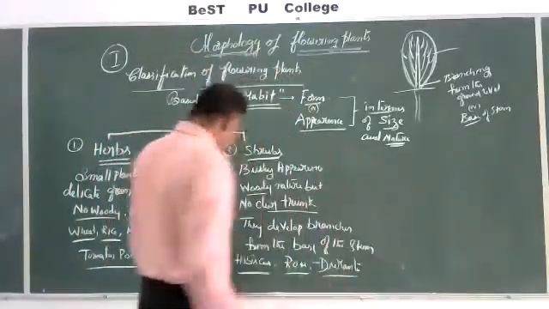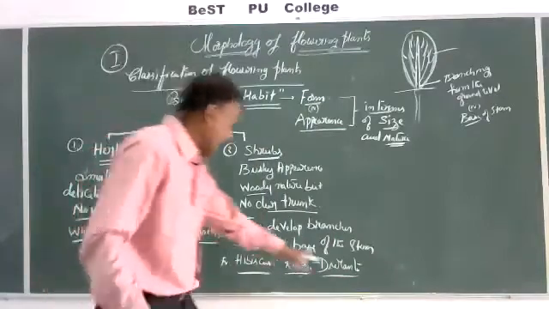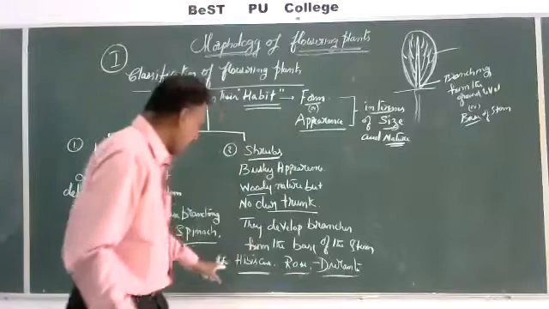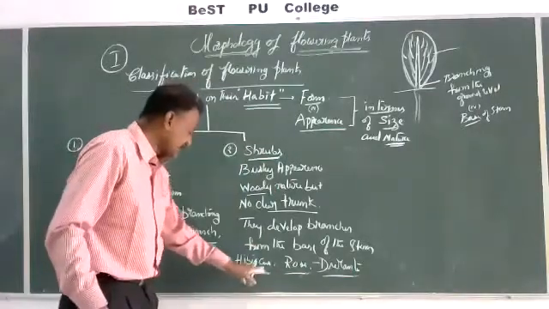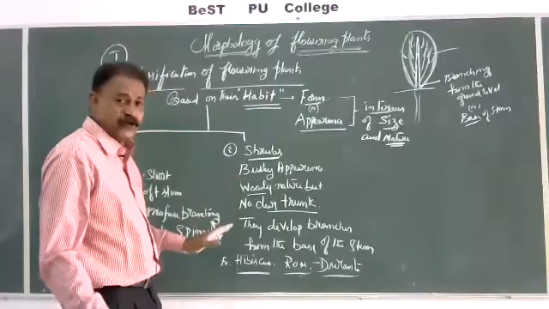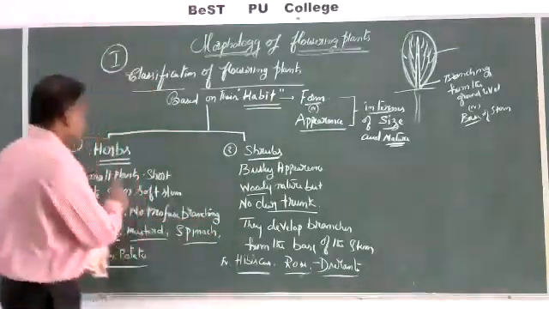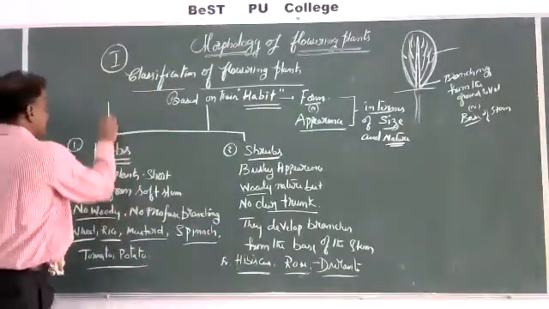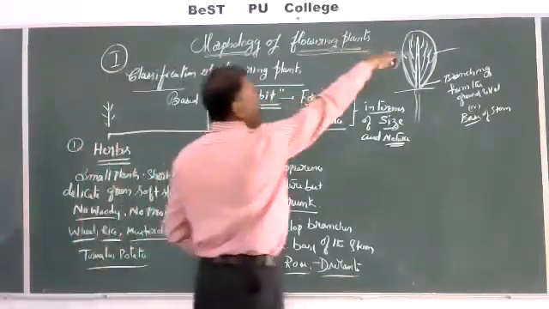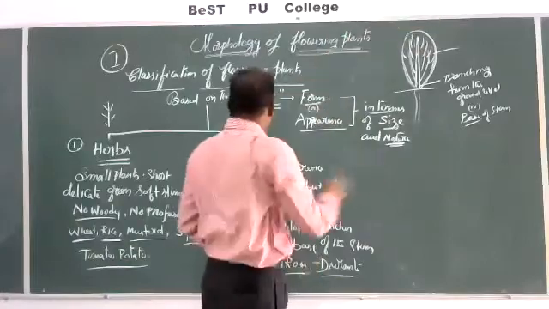So, shrubs: Duranta, rose, hibiscus. Shrubs are those that are bushy. So here the size of the herb is small, the size of the shrub is medium, bush-like.